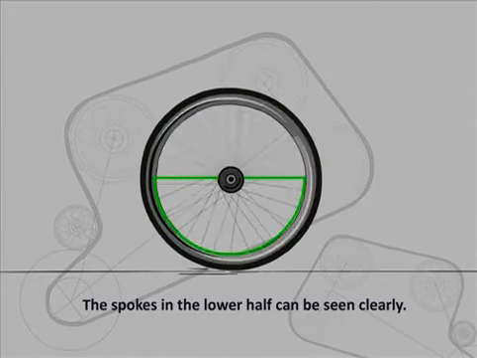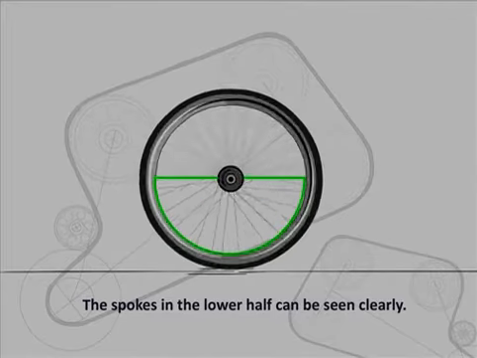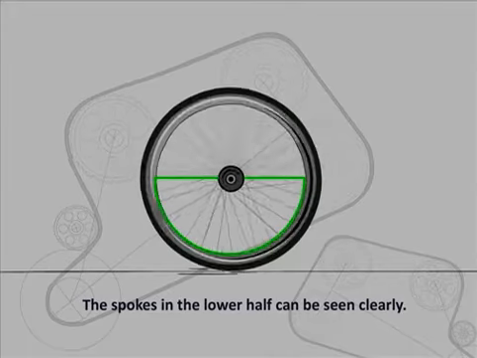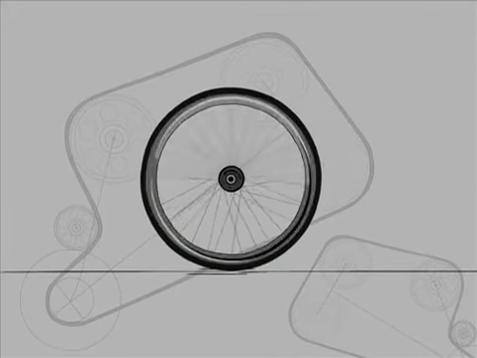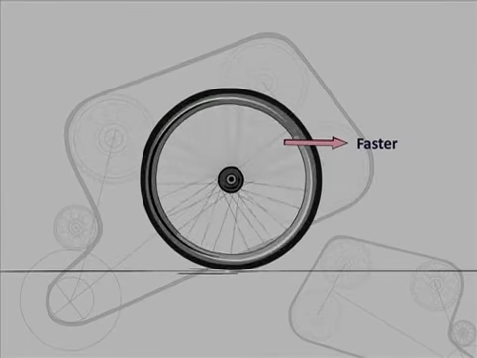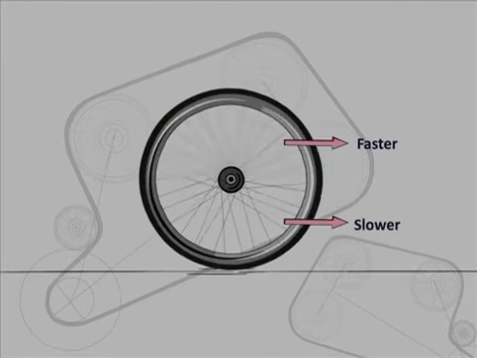Now look at the lower half. The spokes are easily distinguishable and clearly visible. This means that at any instant of time, the upper spokes are moving at a velocity faster than the lower spokes. Now you might have seen that when a fan is rotating at a slow speed, you can distinguish its blades, but when it is rotating at a higher speed, you cannot. How is it possible? Let's take a deeper look into this mystery by understanding rolling motion.